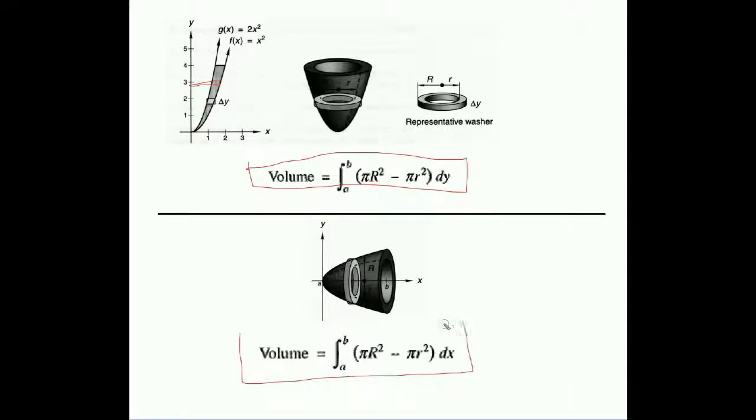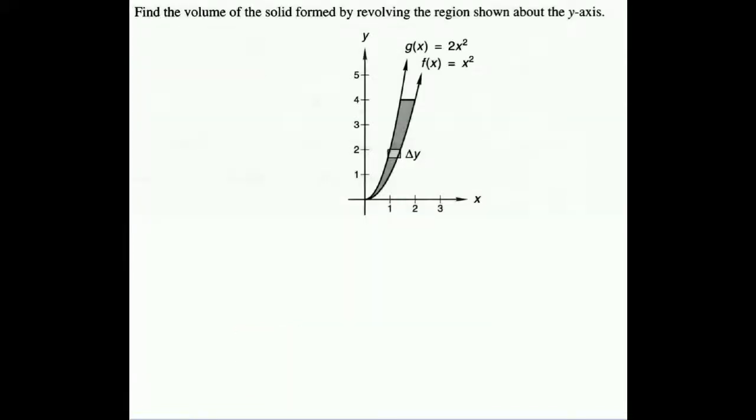If you have the area between two curves that you're revolving around an axis, let's take a look at an example here. Find the volume of the solid formed by revolving the region shown about the y-axis. So this is about the y-axis. So our volume is going to be equal to the integral. This is wrapped around the y-axis here.